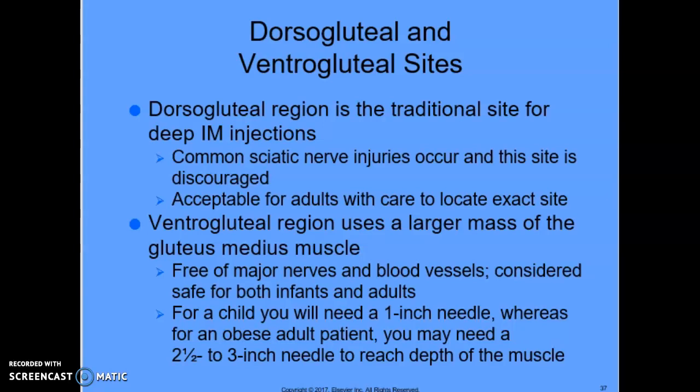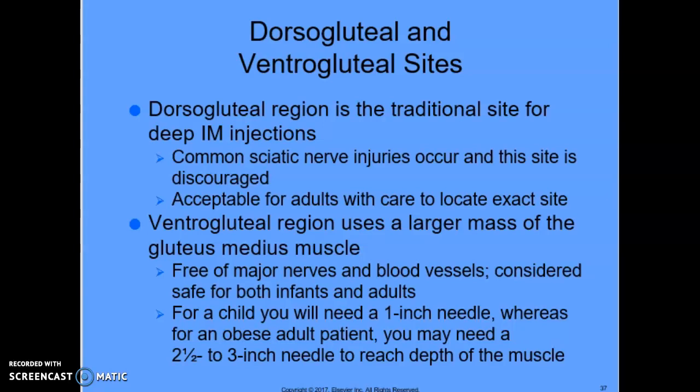So to locate the site, place the patient in a Sims position and put the palm of your hand on the greater trochanter of the femur. Pointing your index finger toward the anterior iliac spine, spread your middle finger back as far as possible from your index finger to form a triangular injection area. I'm going to say that one more time.